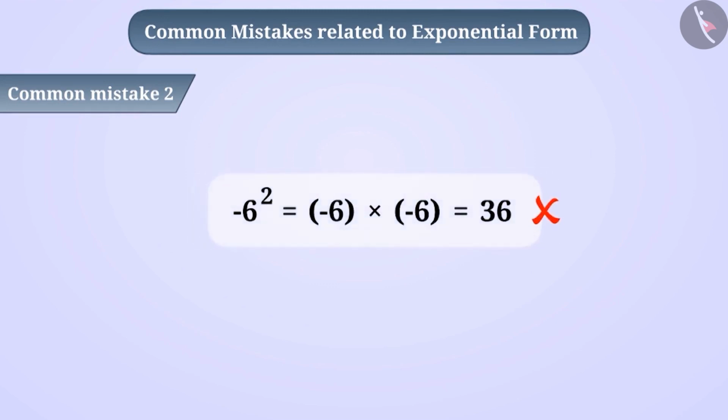Common mistake 2. Some children ignore the brackets. They solve (-6) raised to the power of 2 is equal to -6 multiplied by -6 is equal to 36. But it is also a misunderstanding.